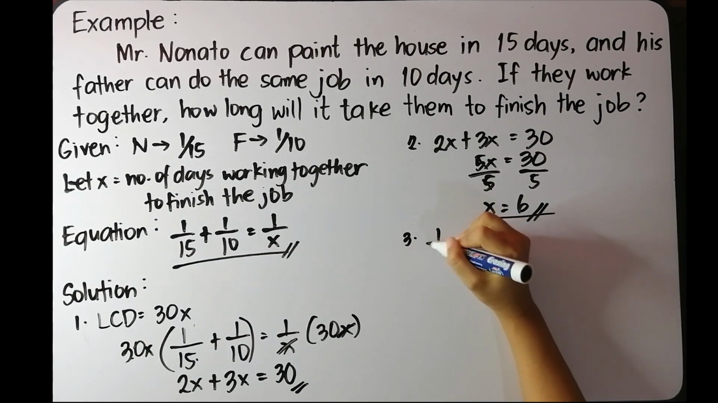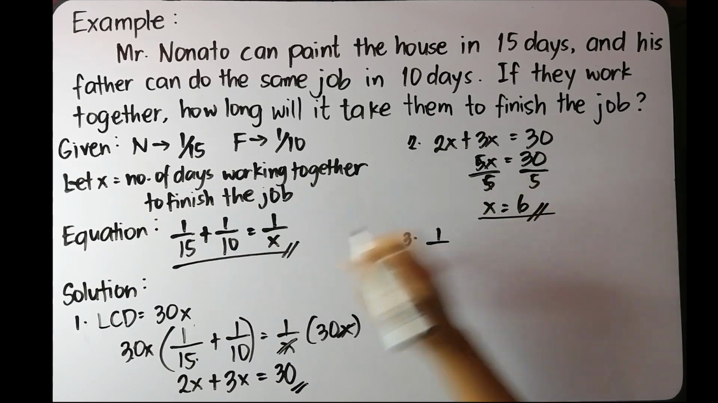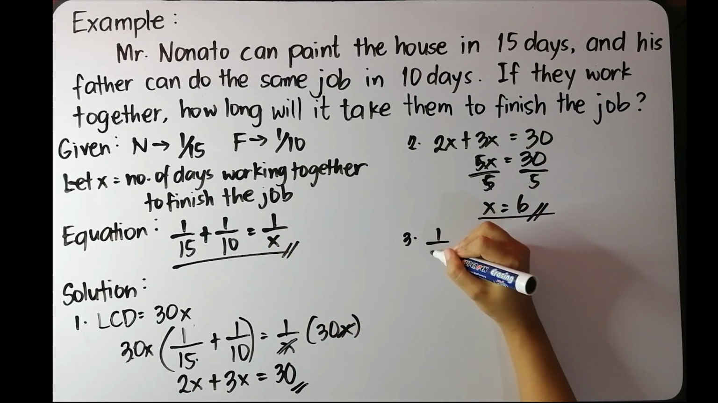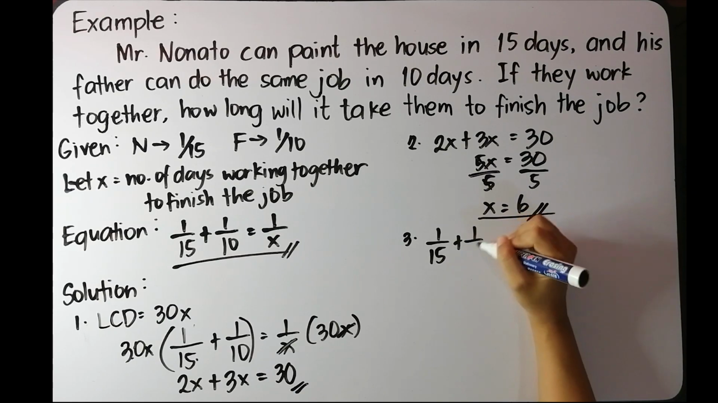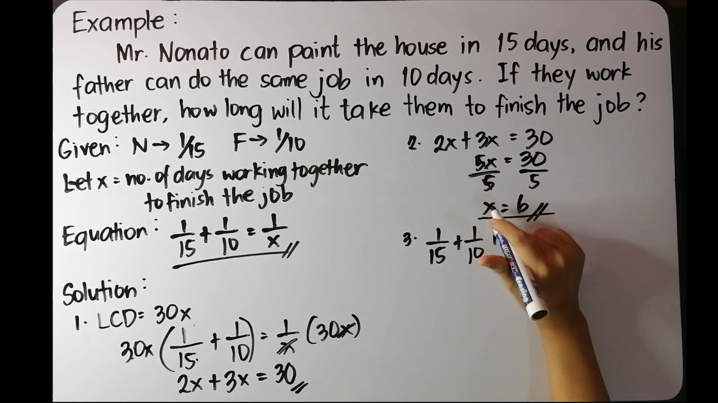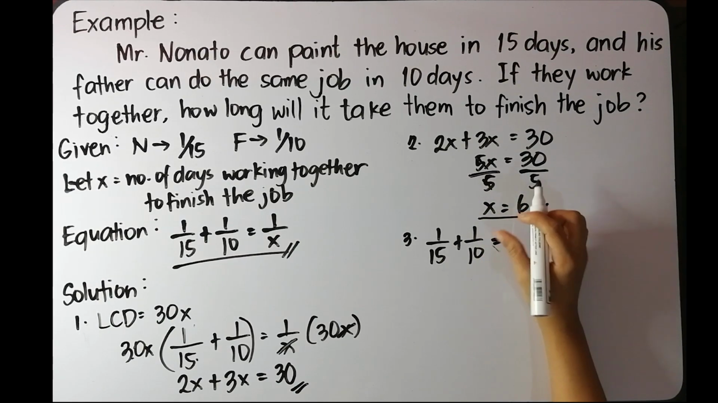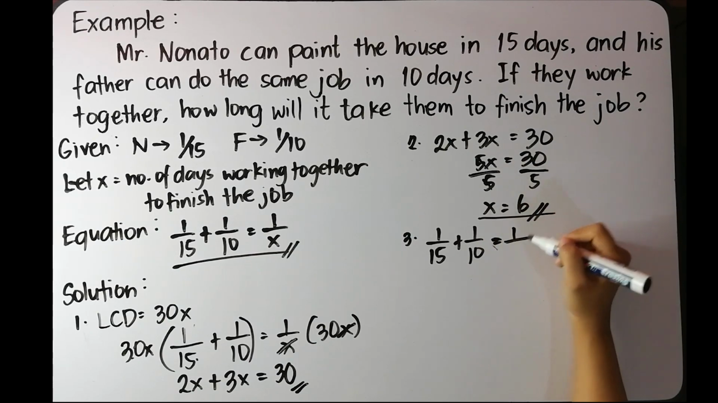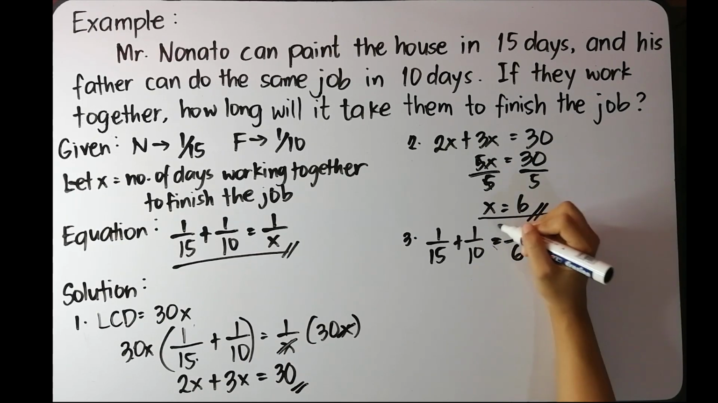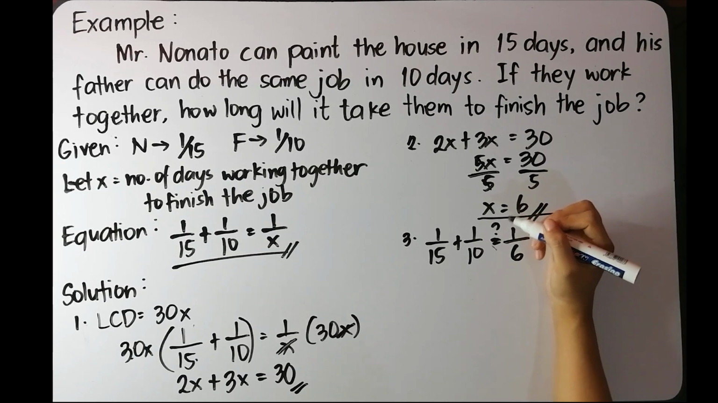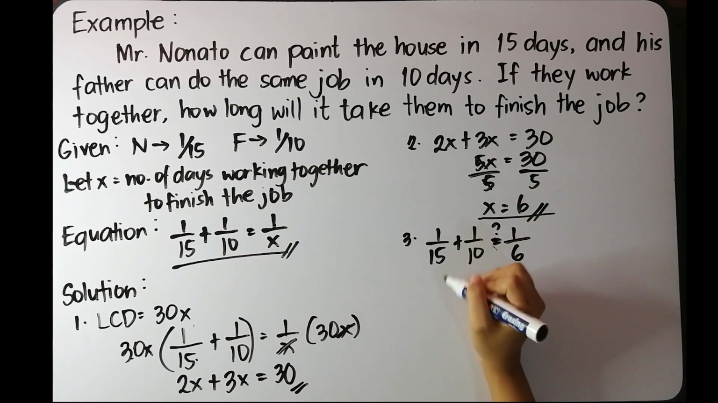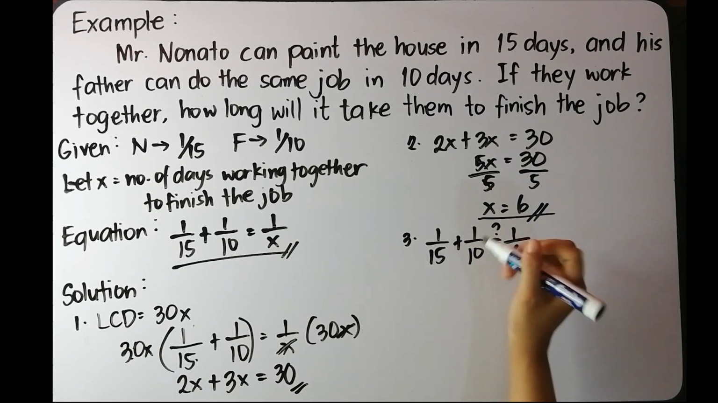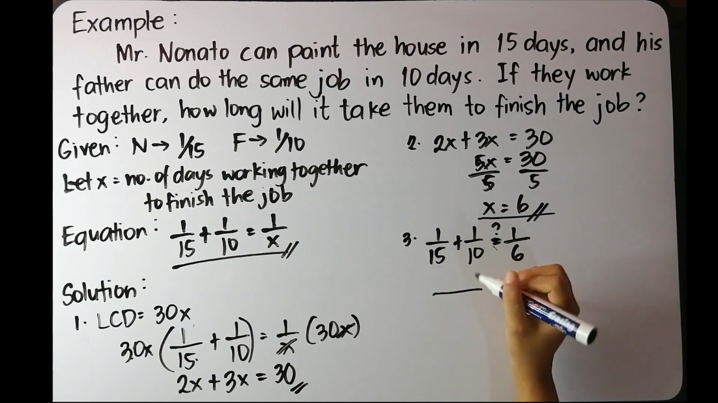But for the third step, let us check if this solution is correct. So we have to substitute the value of x. So we have 1 over 15 plus 1 over 10 equals 1 over x, or 1 over 6. So we are trying to prove this. So 1 over 15 plus 1 over 10. Let's first get the LCD.